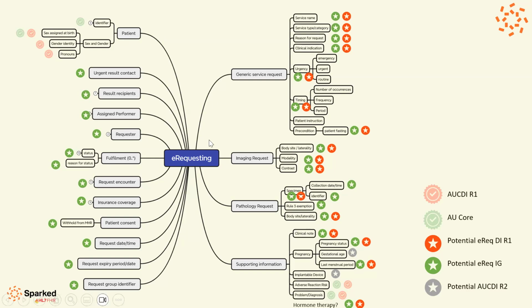So this is a first cut. Happy to take feedback maybe outside of this, because I don't think we have a lot of time, so feel free to send us an email or turn up at the next CDG, which is in a couple of weeks. But this is what we're going to propose. There are a few things there that we're also proposing will go into the AU CDI R2 rather than into the eRequesting DI, and they're down the bottom, like implantable devices and gestational age.